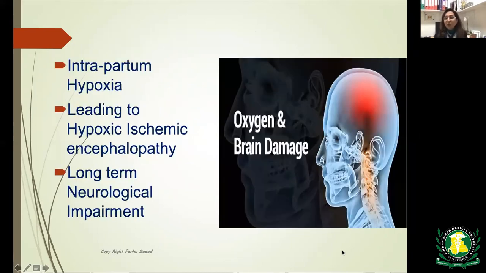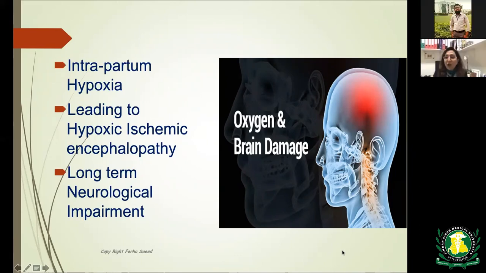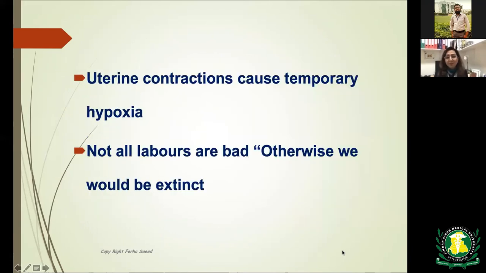Now, why do we monitor babies? We monitor babies because babies go through a period of temporary ischemia that can lead to intrapartum hypoxia, and that leads to hypoxic ischemic encephalopathy. That has got long-term neurological impairment. If you have heard of a cerebral palsy child, a lot of those cases may be associated with intrapartum hypoxia.